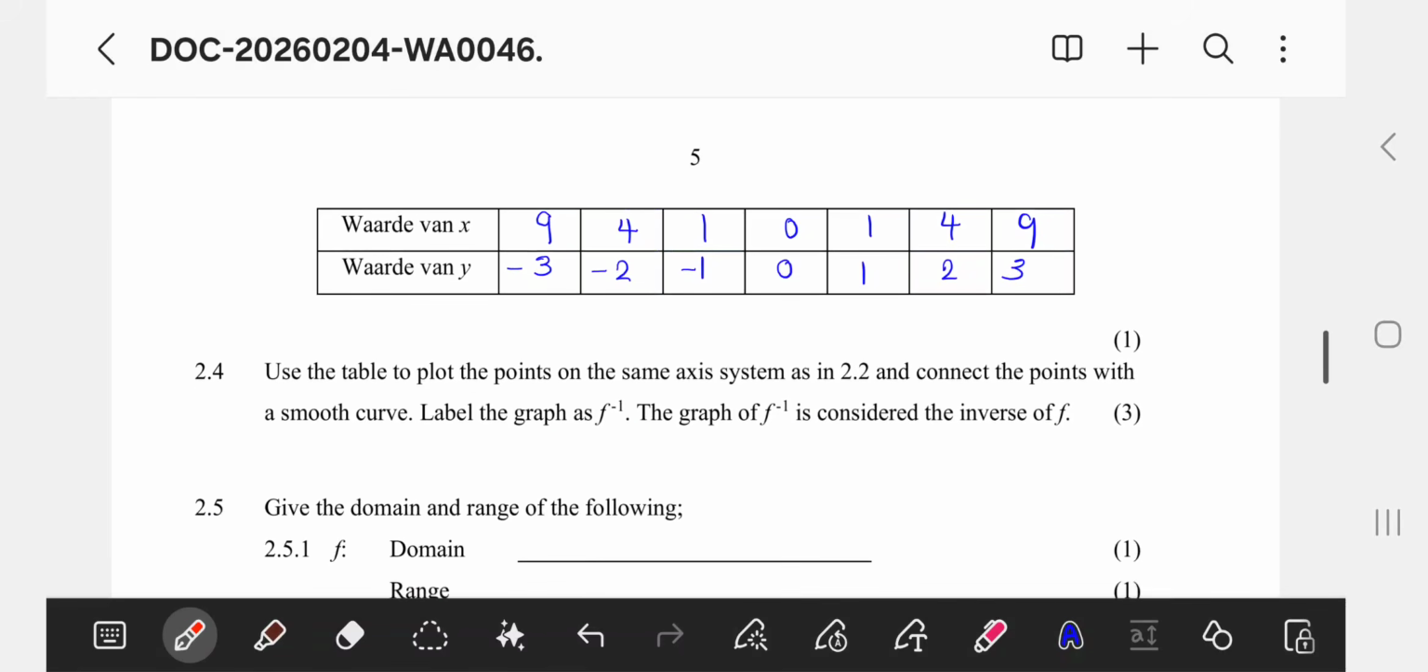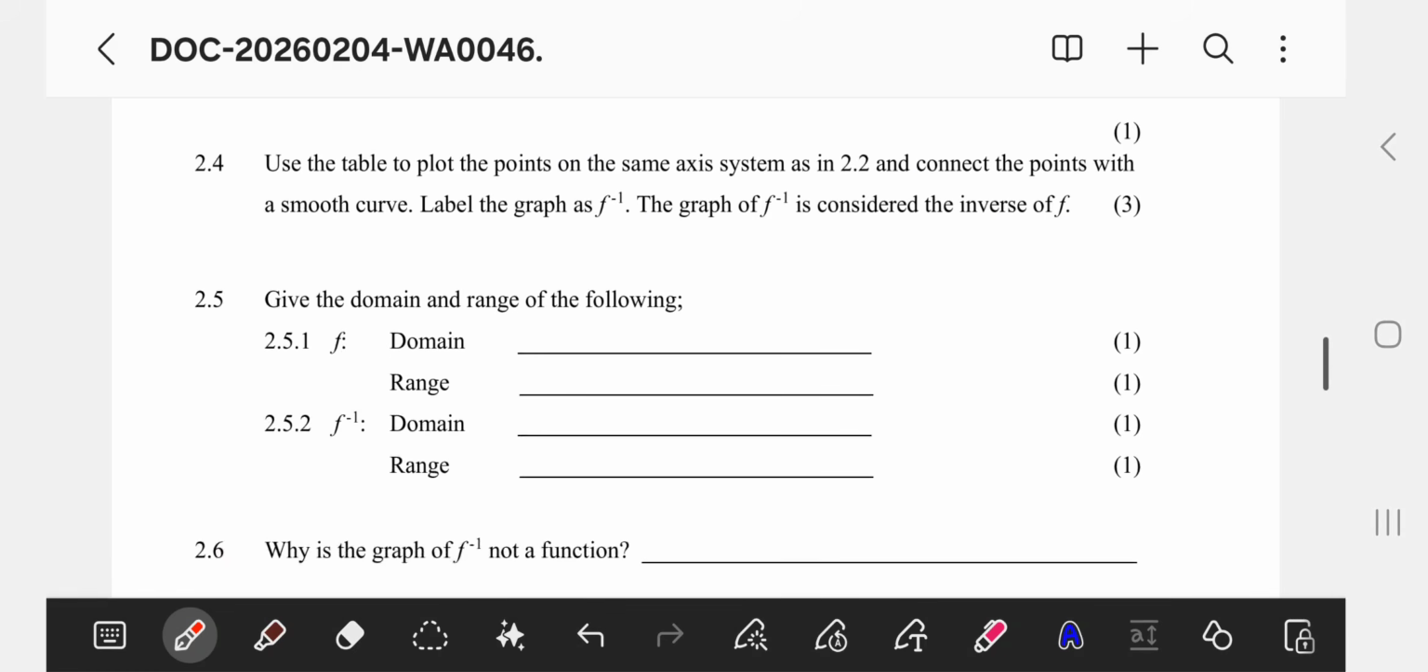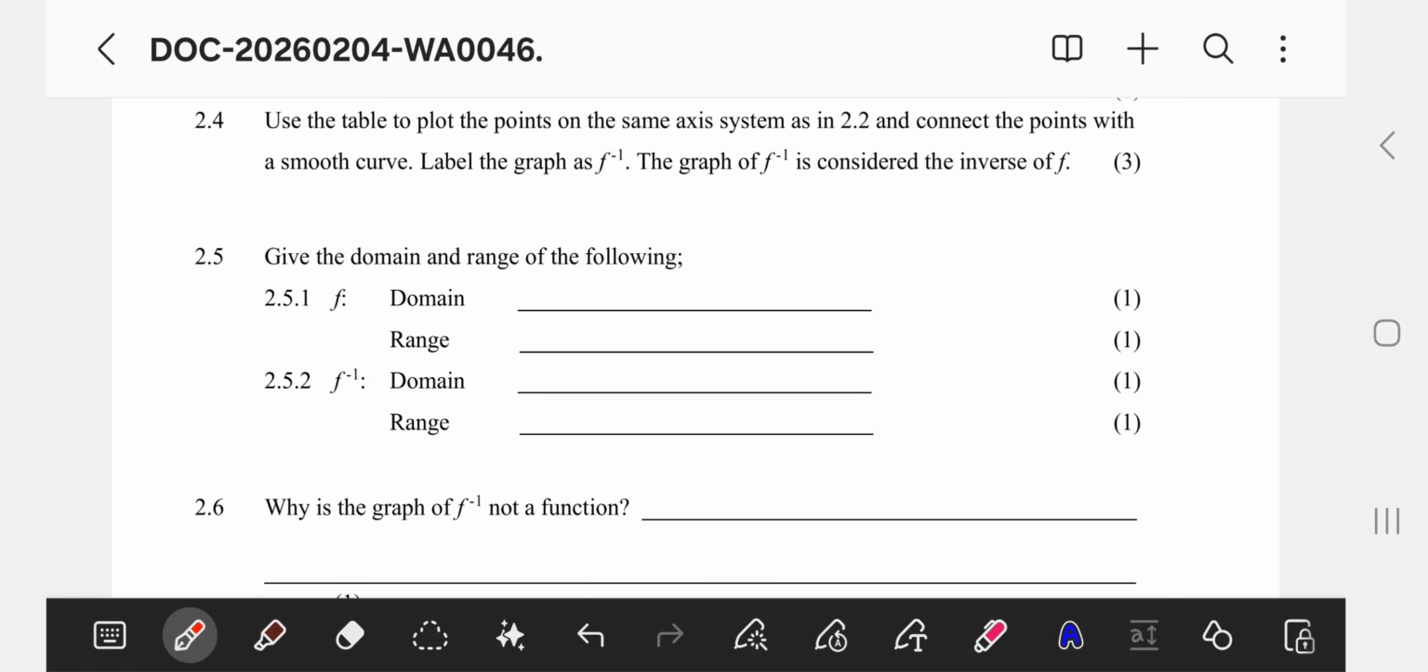2.4 says, okay, so we've just done 2.4. 2.5 says, give the domain and range for the following. Okay, so we first want the domain of f.